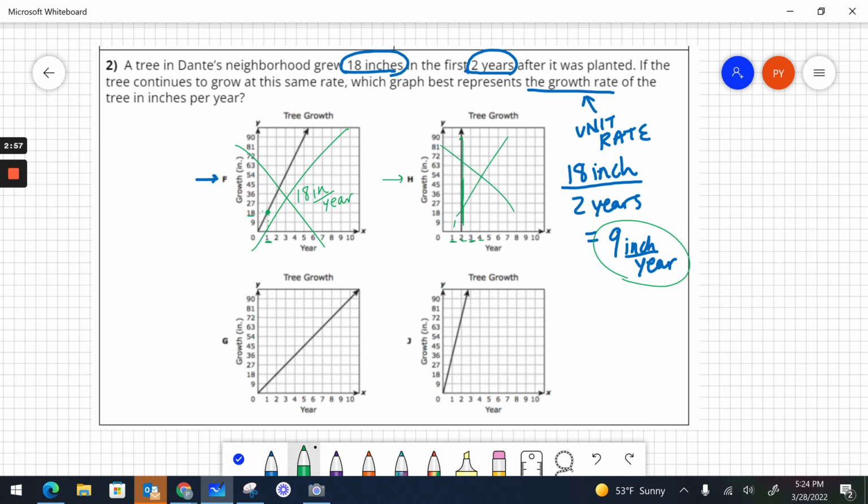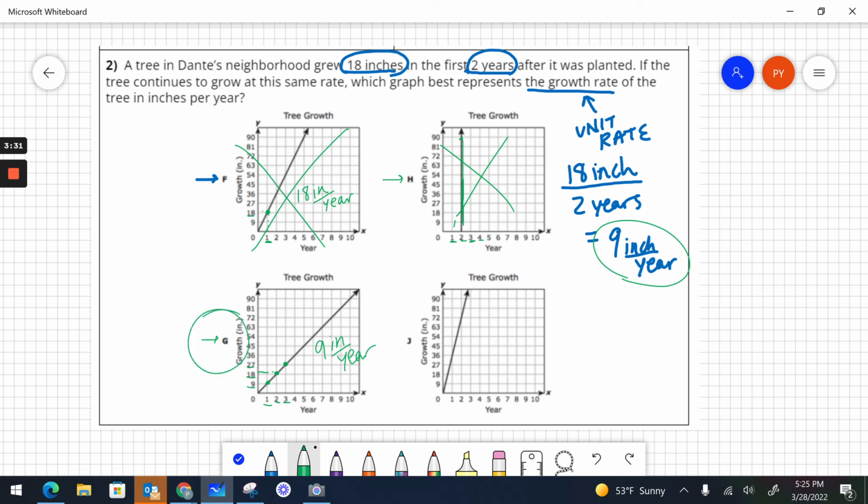Option G, after year 1, the tree is at 9 inches. So far that looks good. After year 2, the tree is 18 inches. Yep, went up by 9. After 3, it's 27 inches, so it went up by 9 again, or 3 times 9 is 27. Now this one checks out. This is 9 inches every year.